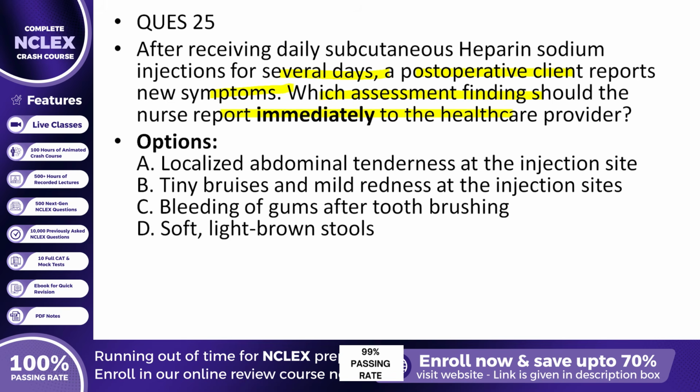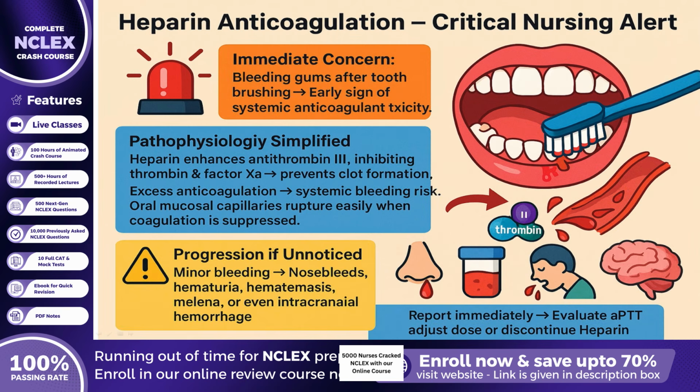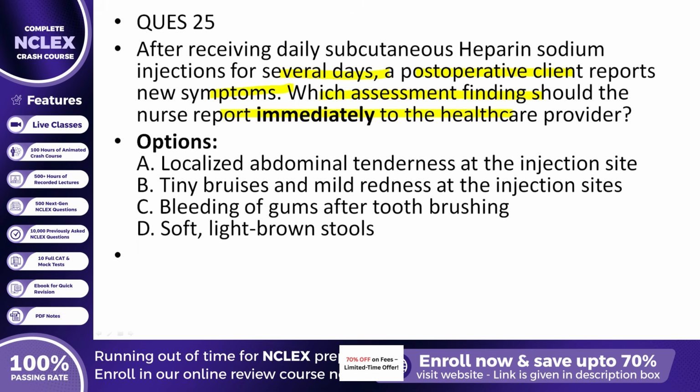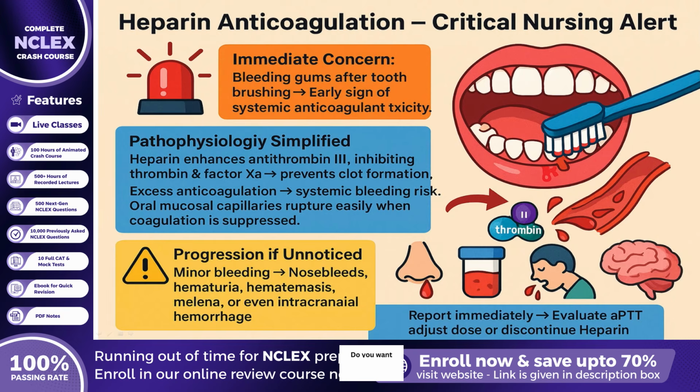In clients receiving heparin therapy, the nurse must be alert for signs of systemic bleeding because heparin works by enhancing the effect of antithrombin III, which in turn inhibits thrombin and factor Xa, effectively preventing clot formation. However, this anticoagulant action can sometimes go too far, leading to excessive bleeding. Bleeding gums after brushing the teeth represent one of the earliest signs of systemic anticoagulant toxicity. This happens because the oral mucosal capillaries are fragile and rupture easily when clotting factors are suppressed.